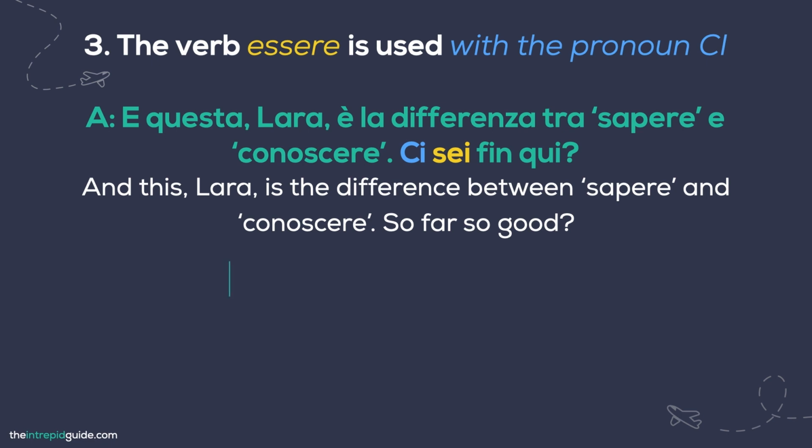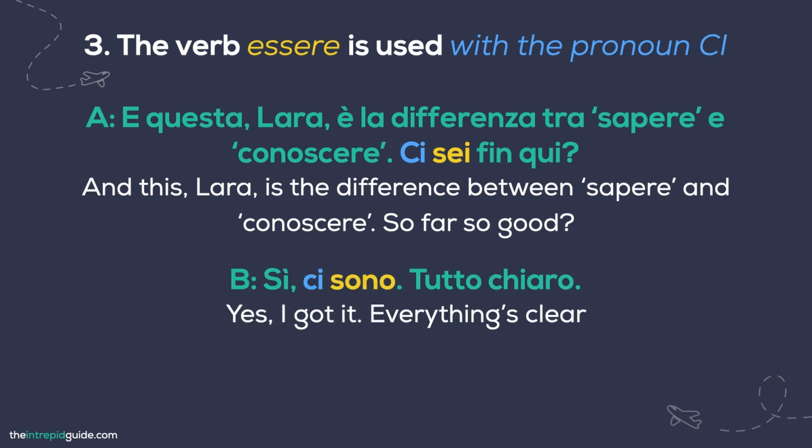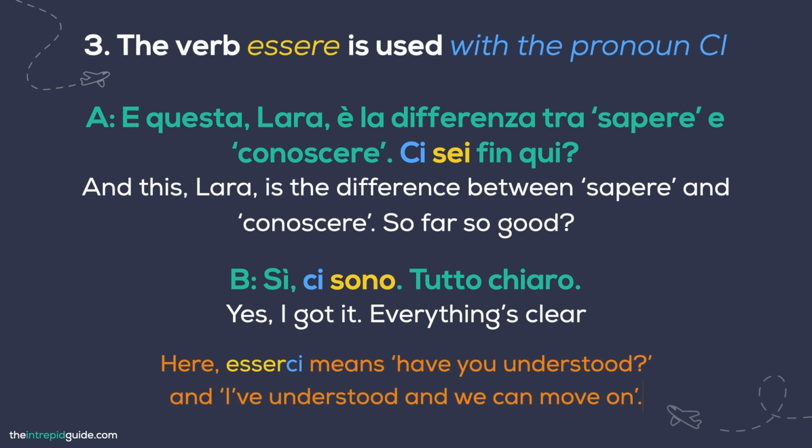So far, so good? Sì, ci sono. Tutto chiaro. Yes, I got it. Everything's clear. This example shows how esserci is used to say, have you understood? Or to confirm that everything is clear. I'm there, meaning I've understood and we can move on. So, ci siamo? Then let's move on to the verb stare.